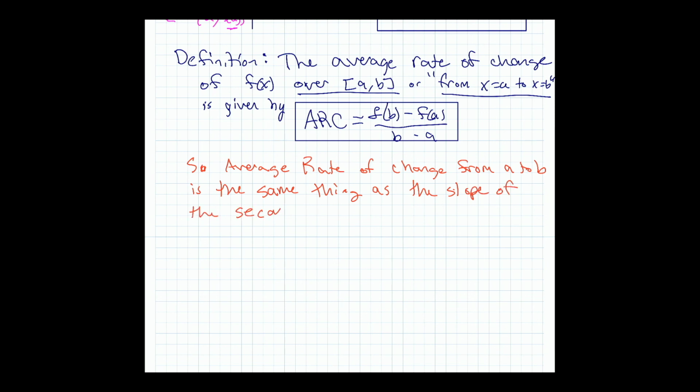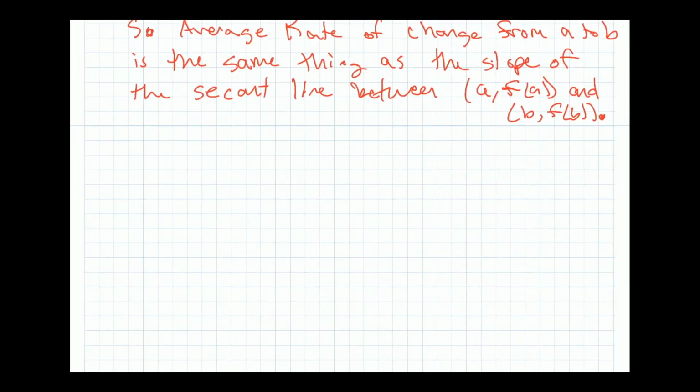So the slope of the secant line between 2 points, a, f of a and b, f of b. All right, so regardless of whether they're asking you for a slope of a secant line or the average rate of change, you're going to be calculating the exact same thing. Just y2 minus y1 over x2 minus x1, with whatever the numbers are for your specific problem. So yeah, let's do an example now.